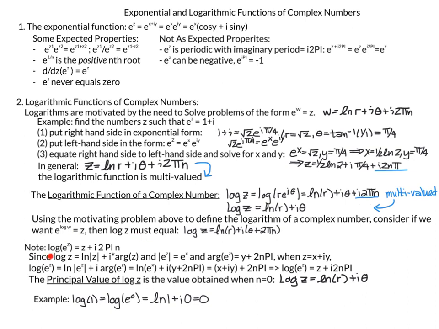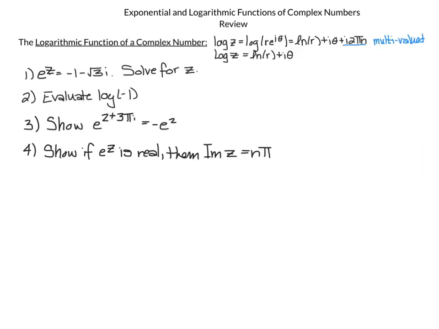And then last, we have this note that log e to the z is not simply equal to z, but z plus i 2 pi n. And we derived this, and you can compare this to our solution here. It's more clear in the derivation. And we did one last example, which was log of 1 is equal to log of e to the 0, which is equal to, according to our formula, natural log of 1 plus i times 0, which is simply equal to 0.